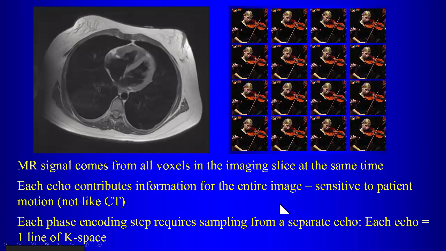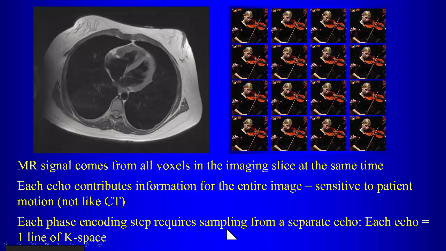On CT, it only takes 0.2 seconds to generate your images. But here, each echo contributes information to the entire image. So if your imaging sequence takes 5 minutes, but the patient only moved for 2 seconds of that 5 minutes, that's enough to mess up your image, okay? Because every individual echo has information for the whole image.